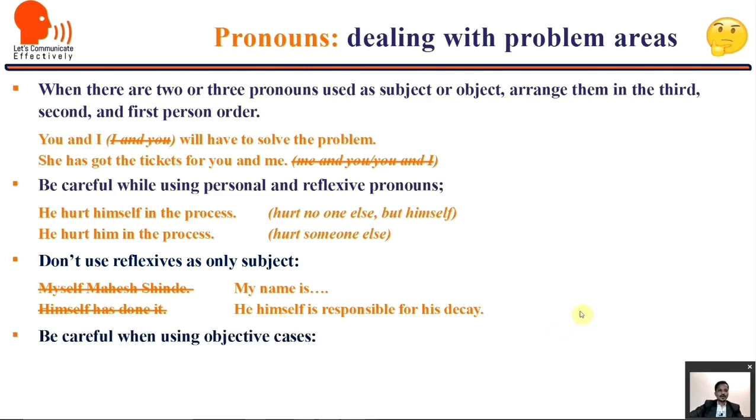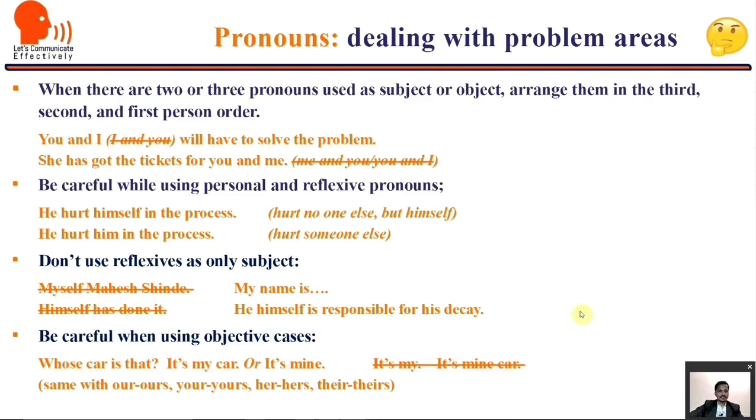Be careful when using possessive forms. Like, whose car is it? It's my car, or it's mine, right? So when we are using these, we should use them in this manner: whose car is it? It's my car, or it's mine. We should not say "it's my" or "it's mine car".